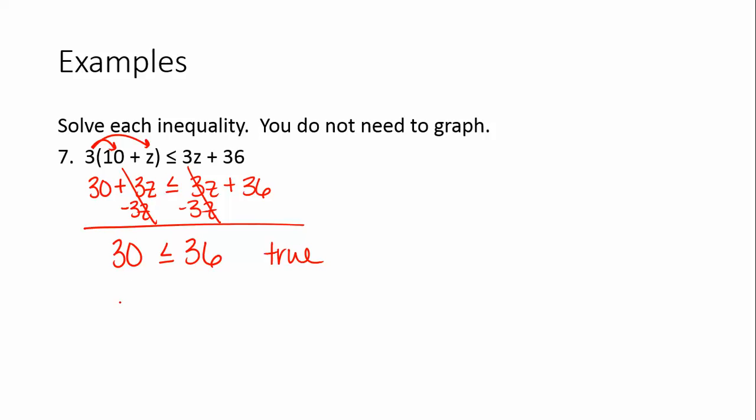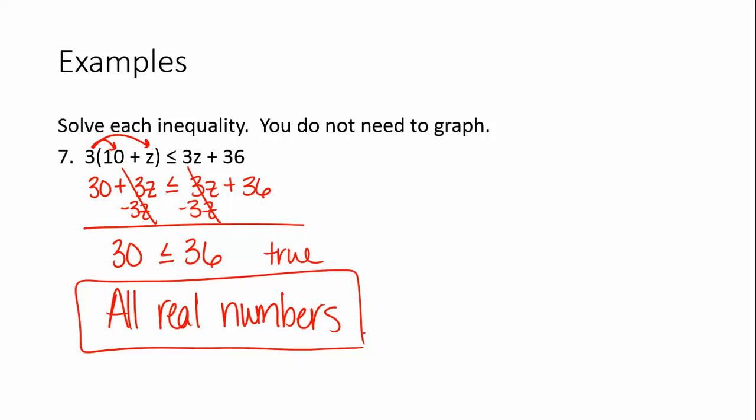So when it's true, our answer is all real solutions. Or all real numbers, I think is what I said. So it's a little different. It's not checking that the numbers are equal. We're checking that the statement is true. 30 is less than or equal to 36, so we do say all real numbers.